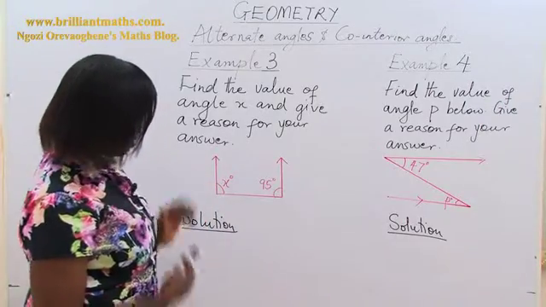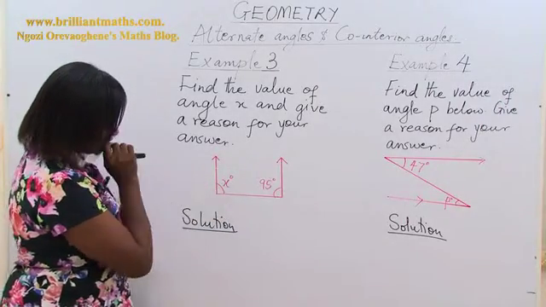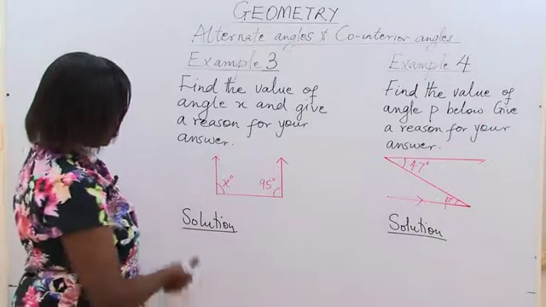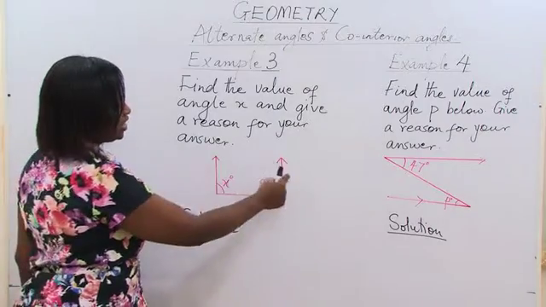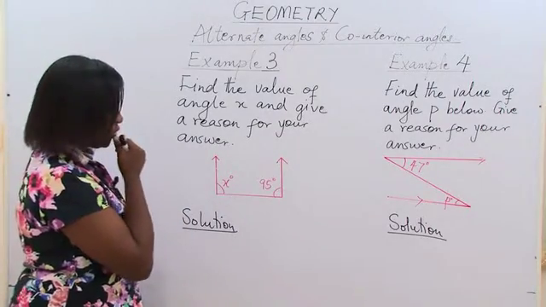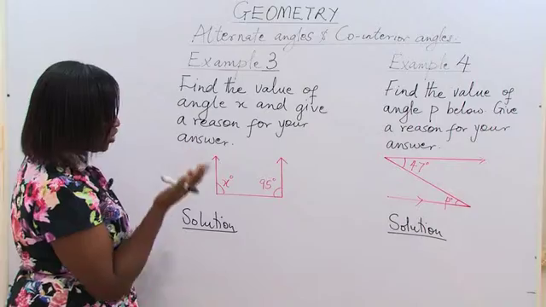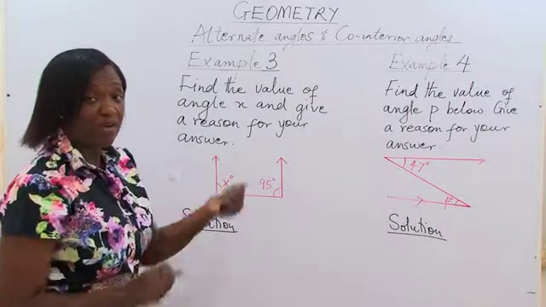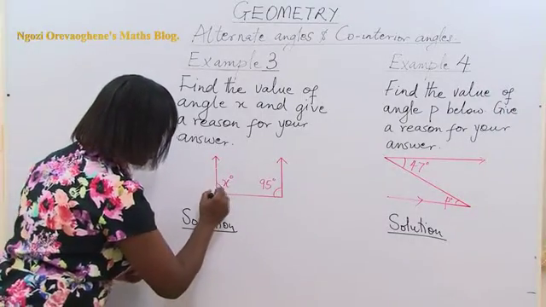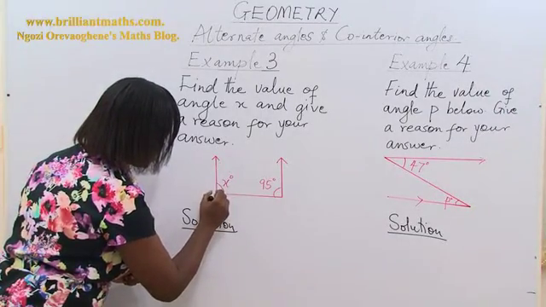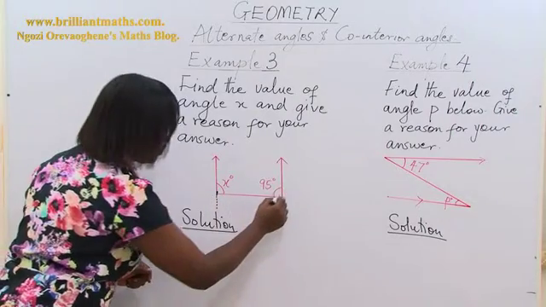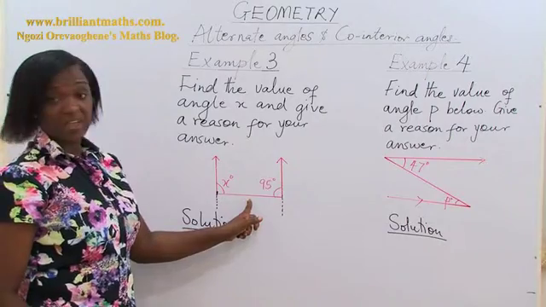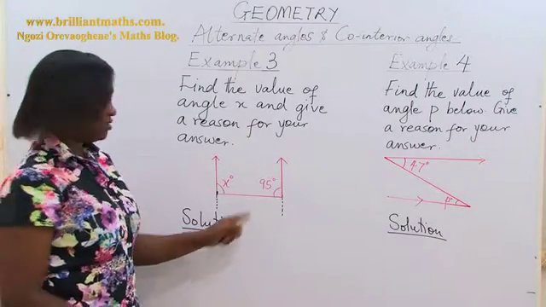We have this figure, and that's angle x, and this angle measures 95 degrees. We've been given that these two lines are parallel. So how do we know what to do? Extend the parallel lines so you can see the properties or the relationship. And also extend the base, which happens to be the transversal.